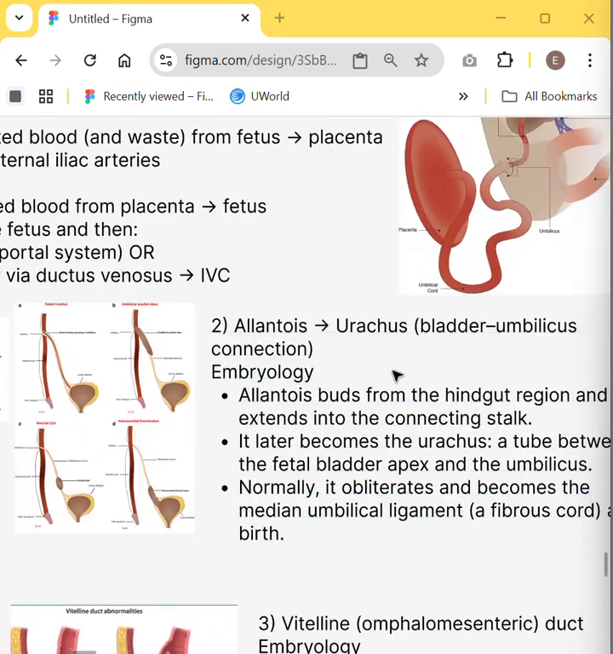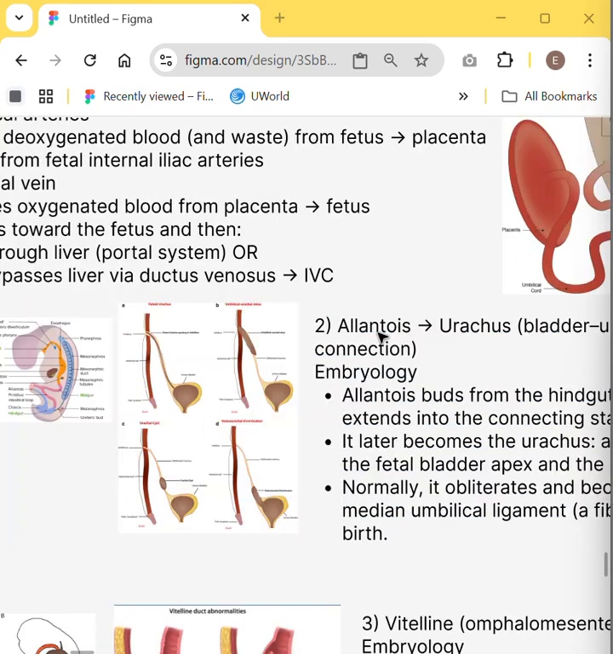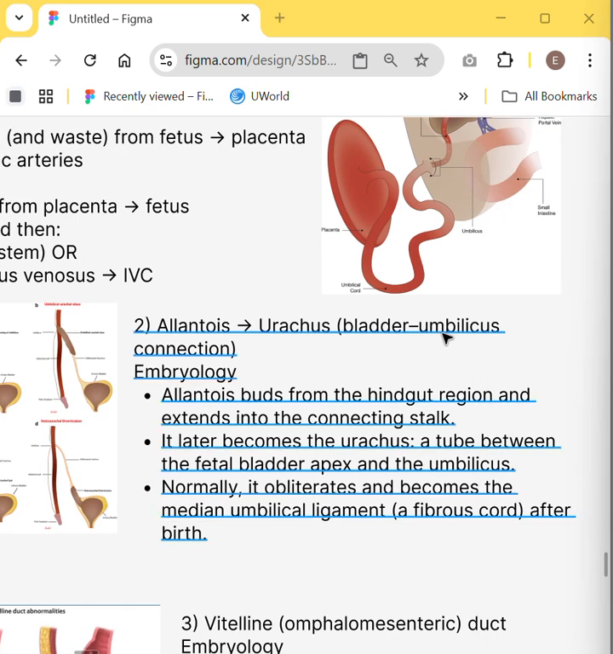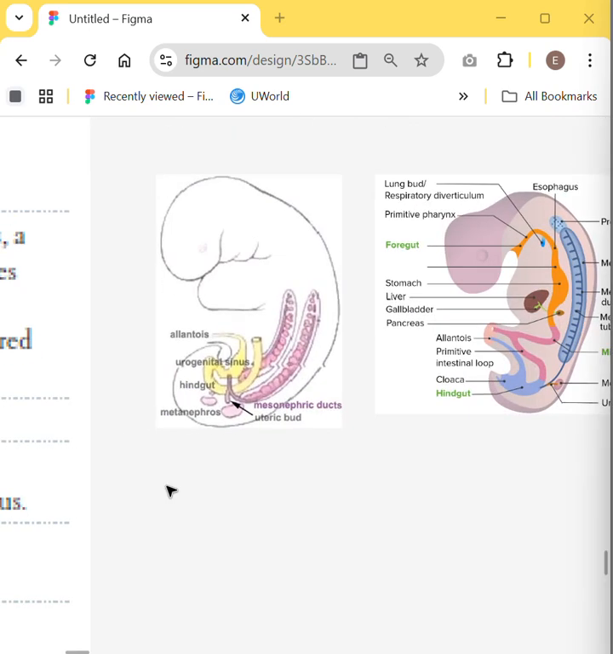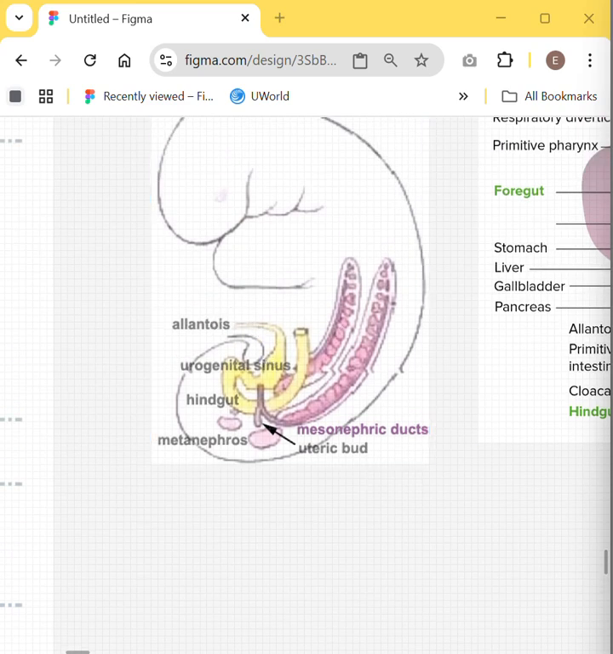Now, the allantois is basically the urachus, and this is a bladder umbilicus connection. The allantois buds from the hindgut region and extends into the connecting stalk. It later becomes the urachus, which is a tube between the fetal bladder apex and the umbilicus. Normally, it obliterates and becomes the median umbilical ligament, a fibrous cord after birth. Now, here you can see the allantois, right?